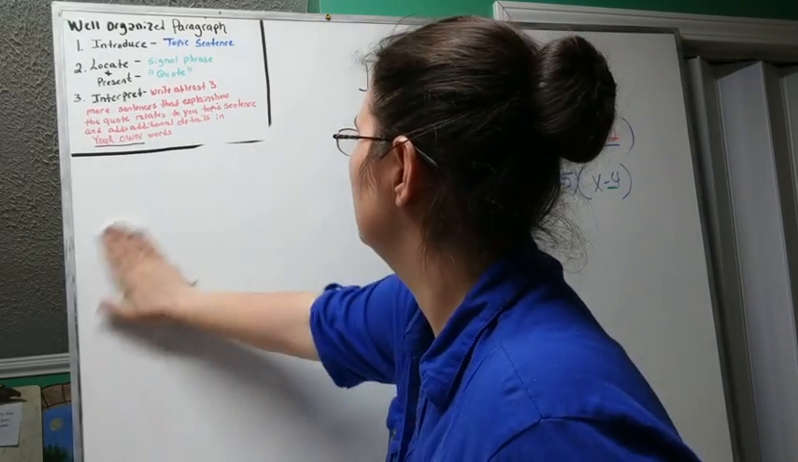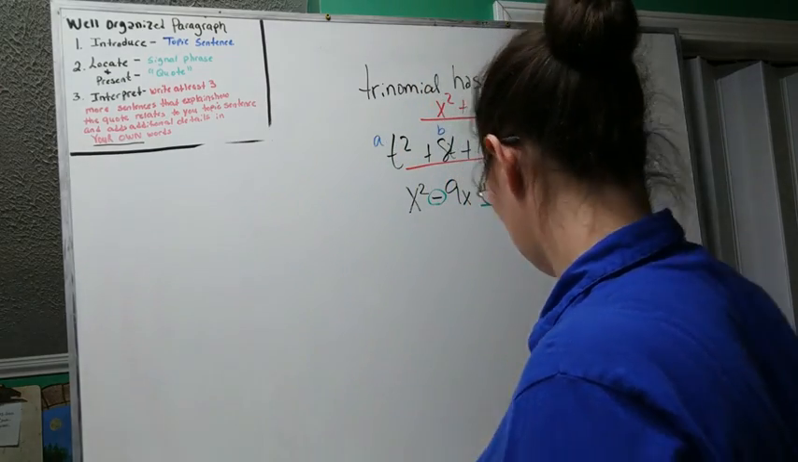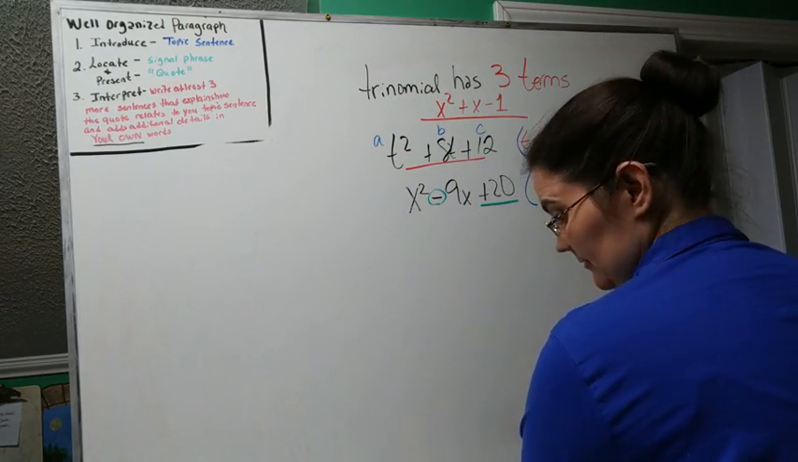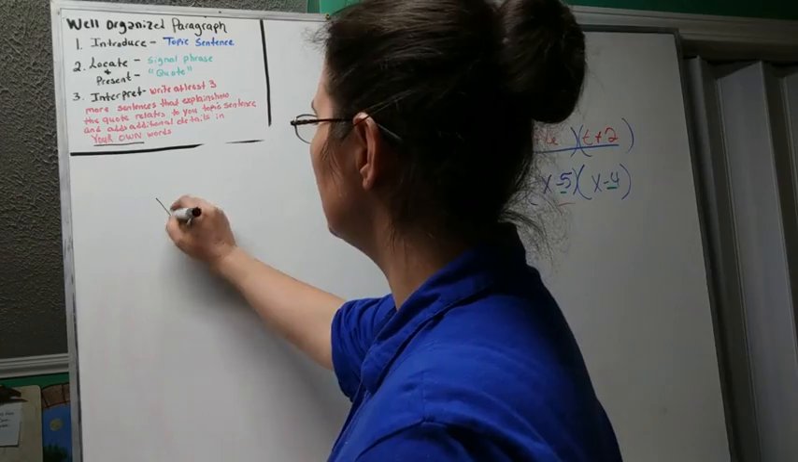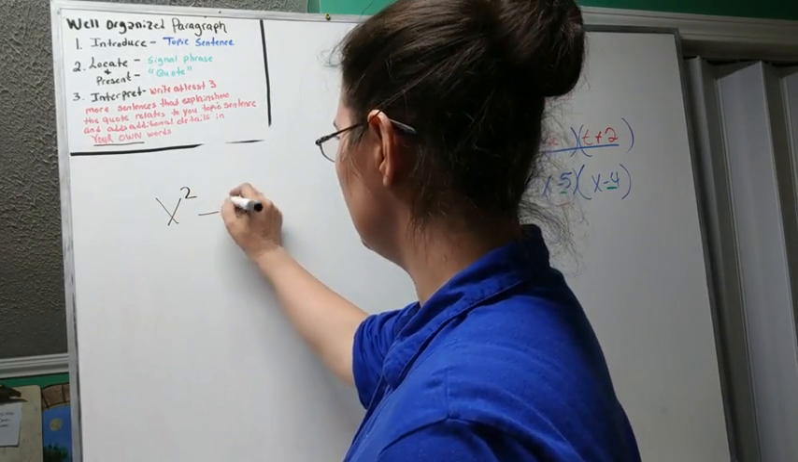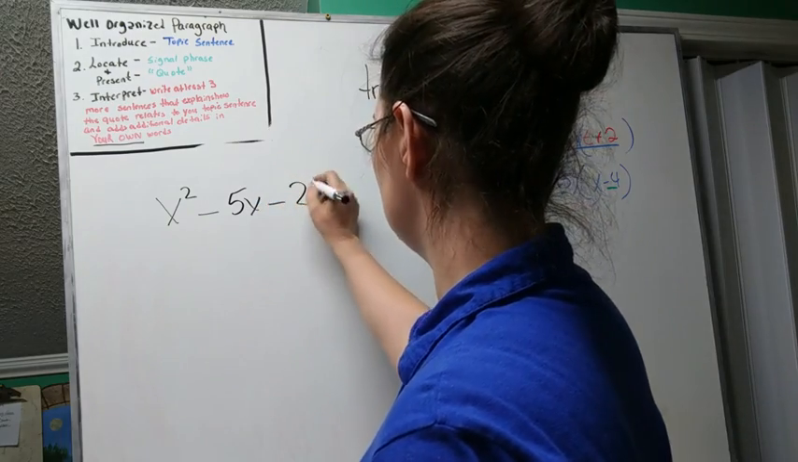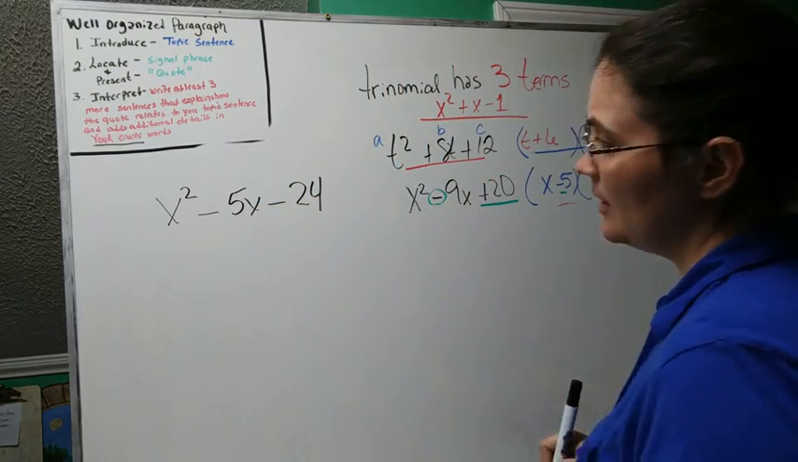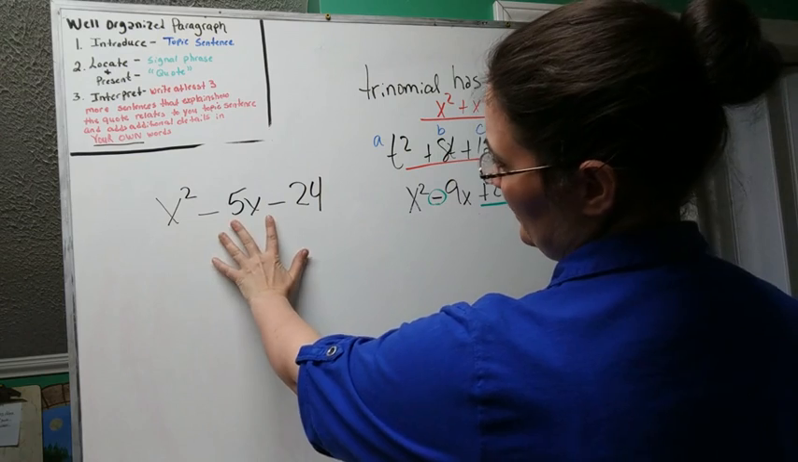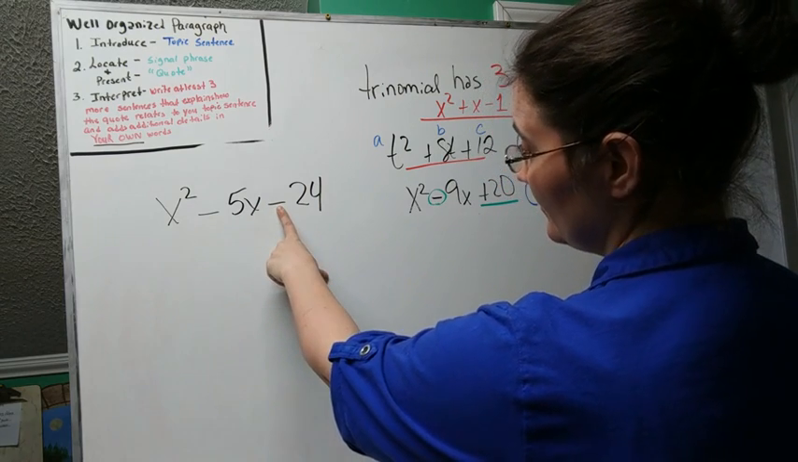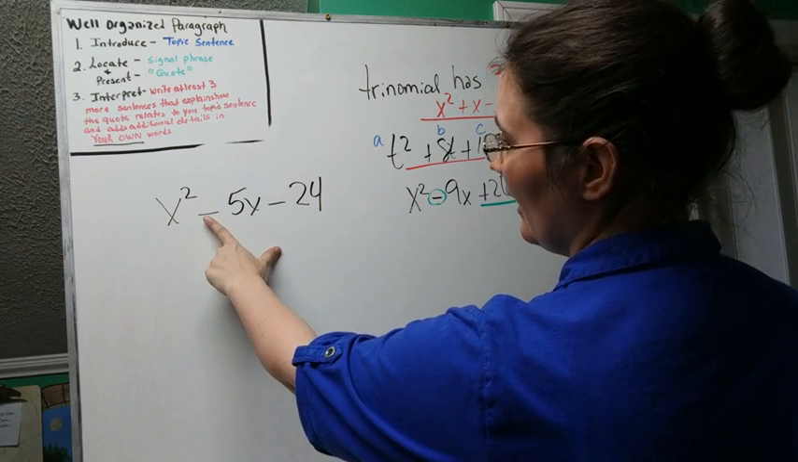And this time, we're going to work with two negatives. So if we have x squared minus 5x minus 24, okay, now what is going to work here? I have a negative and I have a negative here.